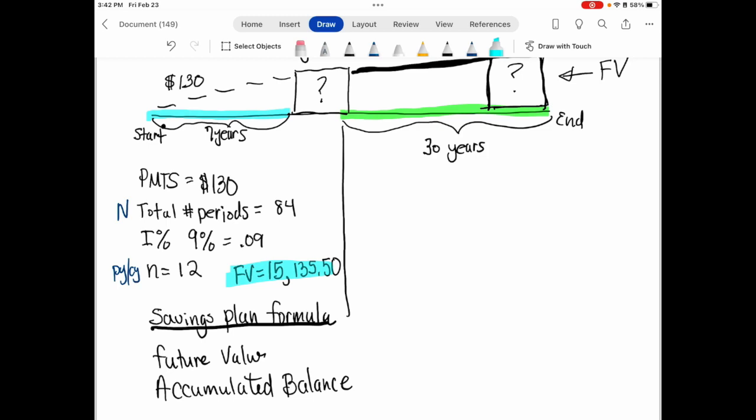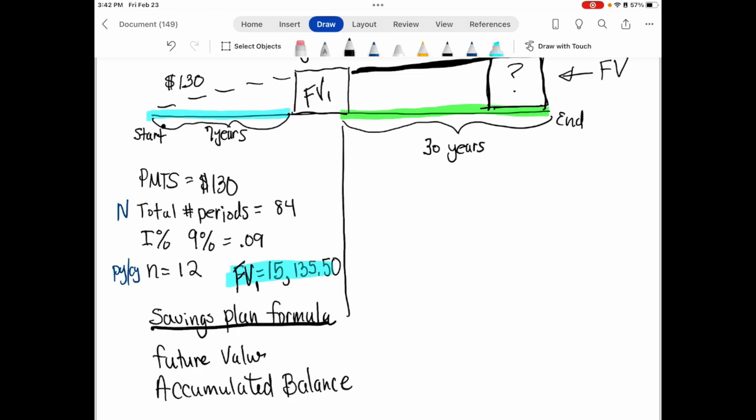So this right here, I'll actually label this. This is future value 1. That's this here, future value 1. It's the first one. So that's what we just solved for.